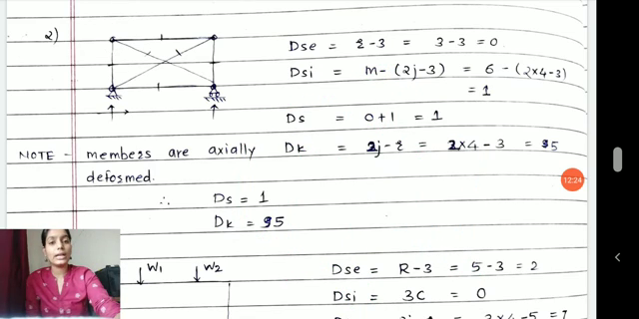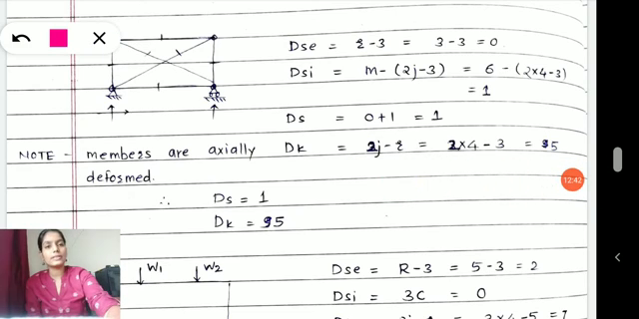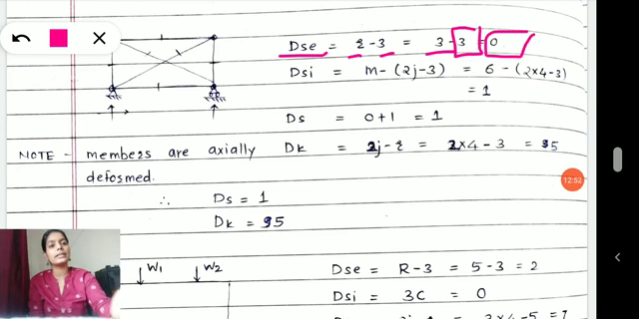Okay, I hope you understood the difference between space frames, space trusses, and plane frames, plane trusses. Whatever we are solving is for plane trusses or plane frames. Now for the given truss here with the bracings, DSE will be R minus 3. Reactions are 3, as we already calculated, and equilibrium equations are 3, giving us an external static indeterminacy value DSE equals 0.